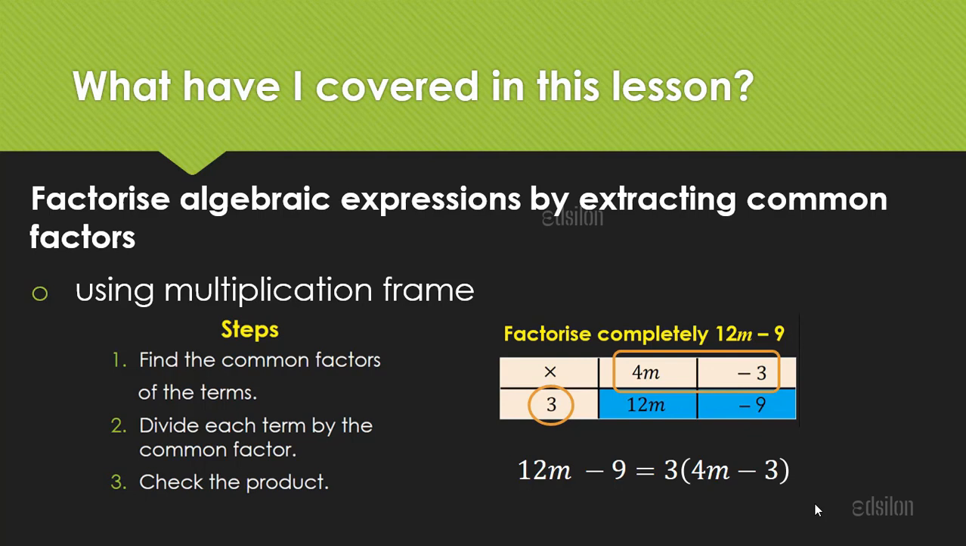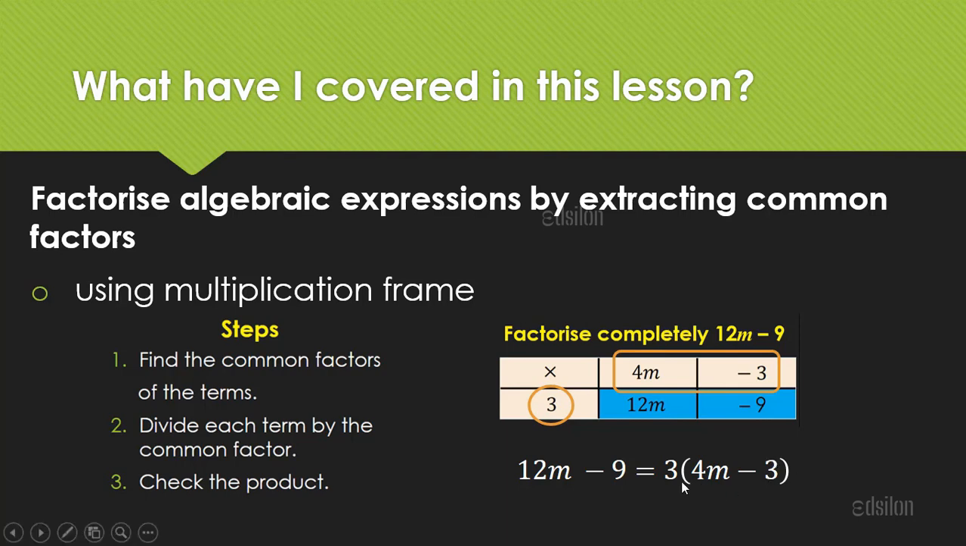How do we know we factorized 12m minus 9 correctly? Let's check the product. 3 times 4m gives 12m, and we also see that 3 times negative 3 gives negative 9. Now, this corresponds to distributing 3 to 4m and to negative 3 in the expansion process. So this is possible because expansion and factorization are reverse processes of each other.